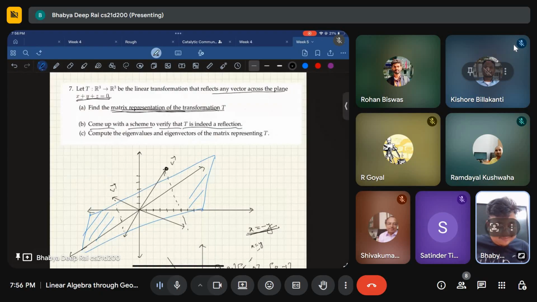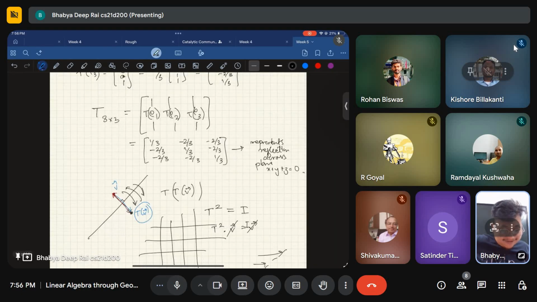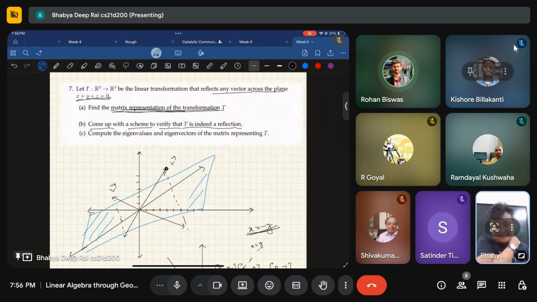Okay, so now you can verify this. This part will take some time, so do a square of this, and then you'll see that it's a reflection.